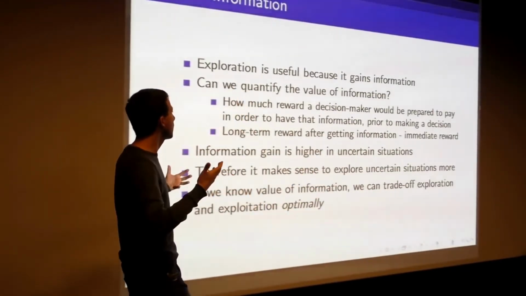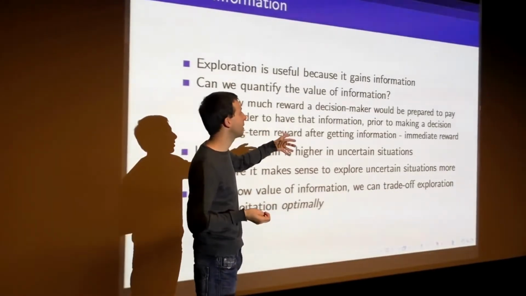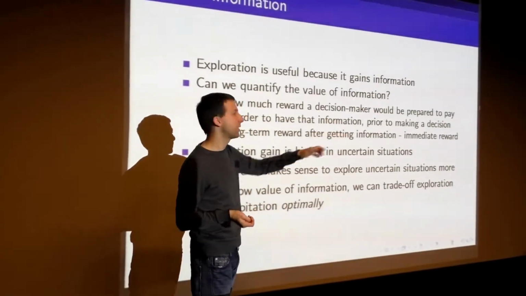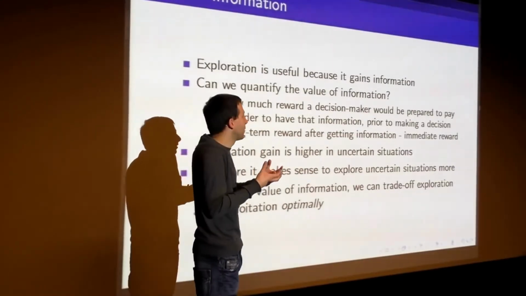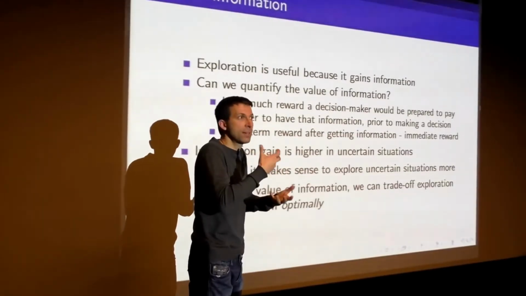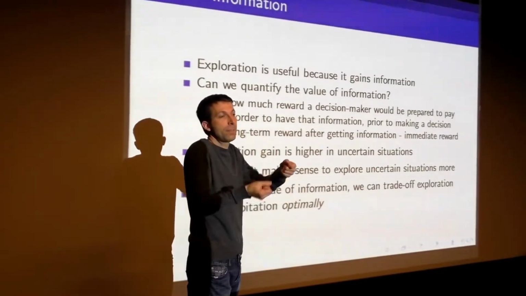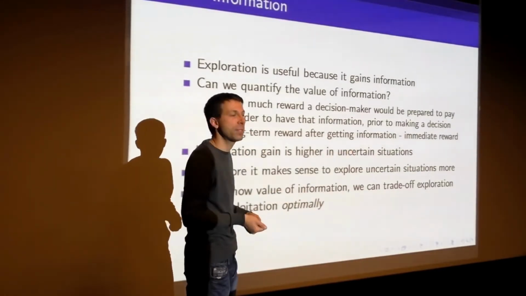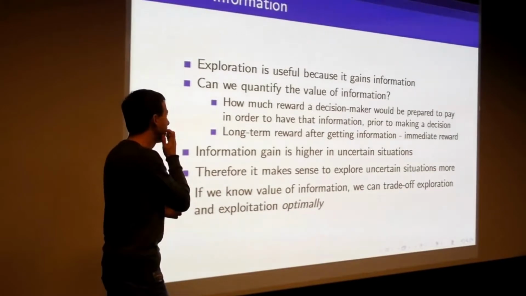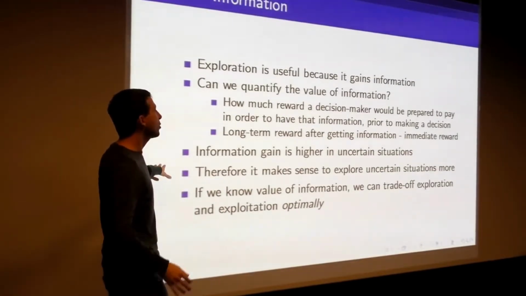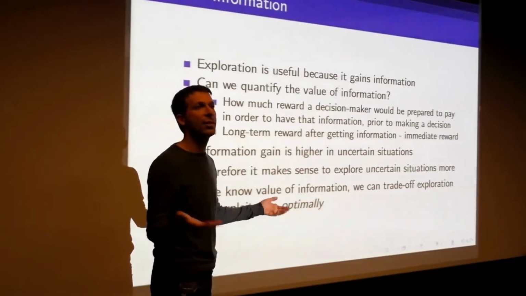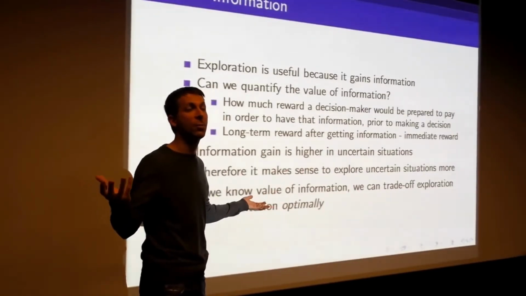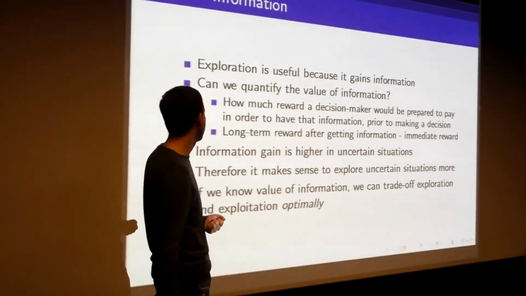So we can think of this as the long-term reward after getting information, take away the immediate reward. So the difference between how much we gain by having this piece of information compared to just the immediate gain of getting the £70 or whatever from taking this action. Information gain is higher in uncertain situations. If you know everything about a situation, there's nothing to be gained by acquiring more information. We already know exactly the right thing to do there.